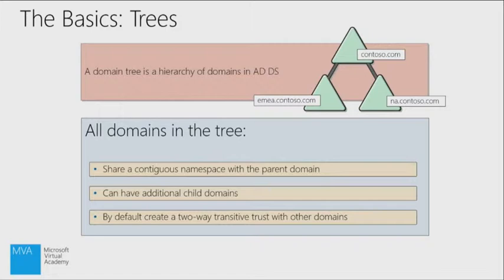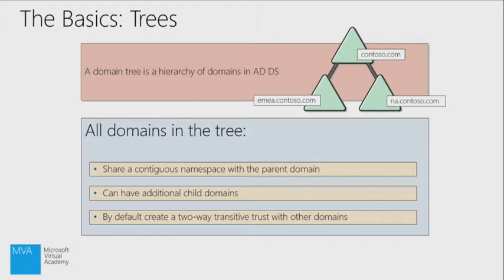As I mentioned, we're going to build on this. That domain that you're going to create is going to be part of a tree. For the sake of demos today, we're only going to have a single domain. We're not going to build out subdomains, as these are called. A domain tree is a hierarchy of domains in ADDS. All domains in a tree share a contiguous namespace with the parent, as you can see here on the slide. Contoso.com is our parent domain. emea.contoso.com and na.contoso.com are our child domains or subdomains.